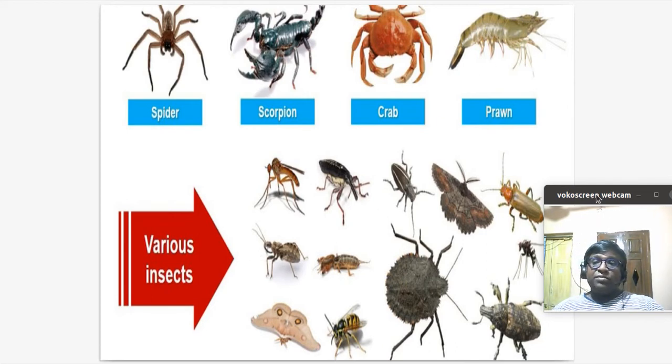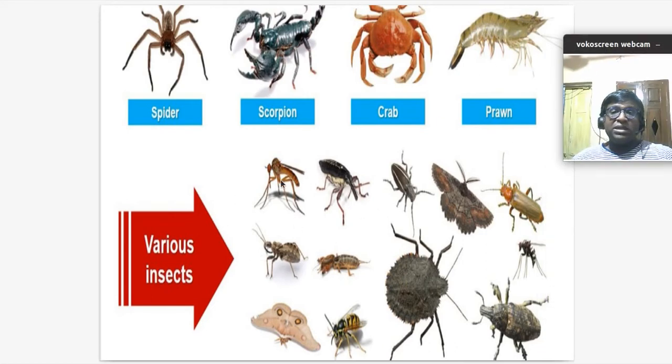So the insects, various types of insects, you can see mosquito, the bugs, the beetles. Then you can see this moth, the honeybee, housefly. So a large variety of insects are also noticed, which are all placed under phylum Arthropoda, the largest phylum.